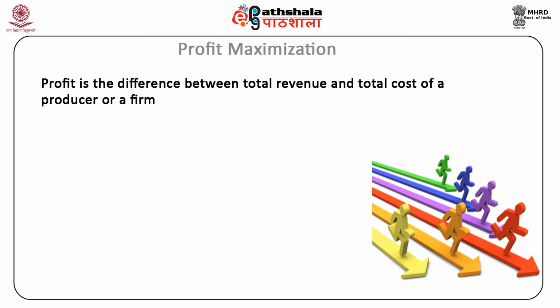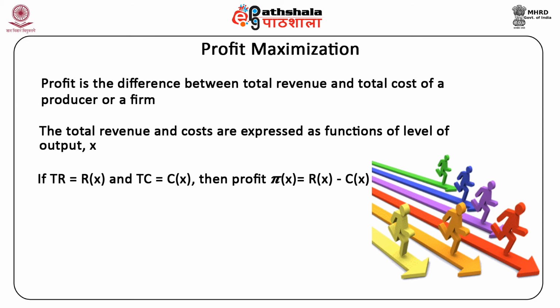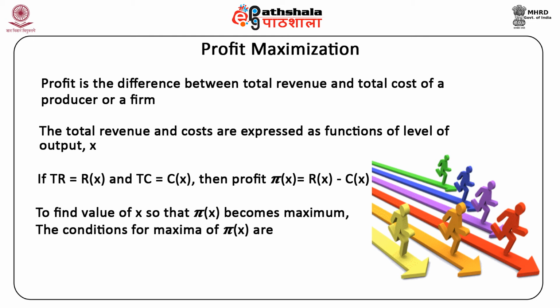Profit is the difference between total revenue and total cost of a producer or a firm. Now, we know that the total revenue as well as the total cost are often expressed as functions of the level of output, X. If we write TR is equal to R(X) and TC is equal to C(X), then profit can be written as pi(X) is equal to R(X) minus C(X). We want to find that value of X where profit pi becomes maximum.